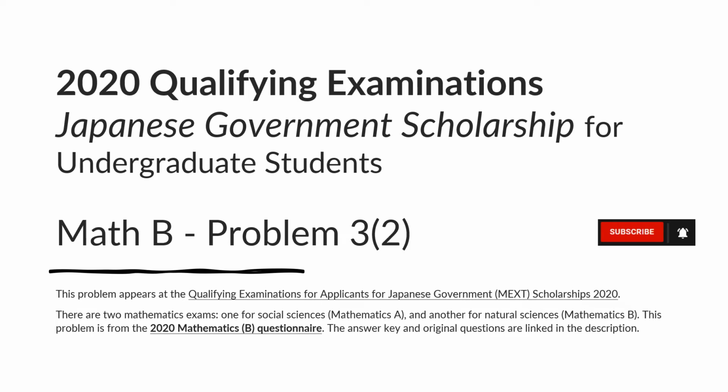This problem appears at the qualifying examinations for applicants for Japanese government or MEXT scholarships 2020. There are two mathematics exams, one for social sciences, Mathematics A, and another for natural sciences, Mathematics B. This problem is from the 2020 Mathematics B questionnaire. The answer key and original questions are linked in the description.